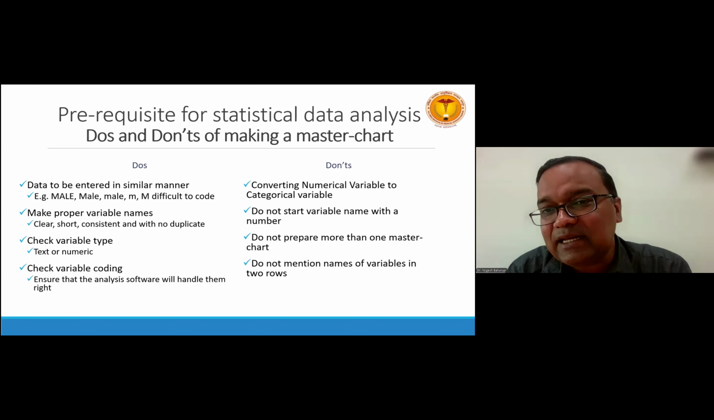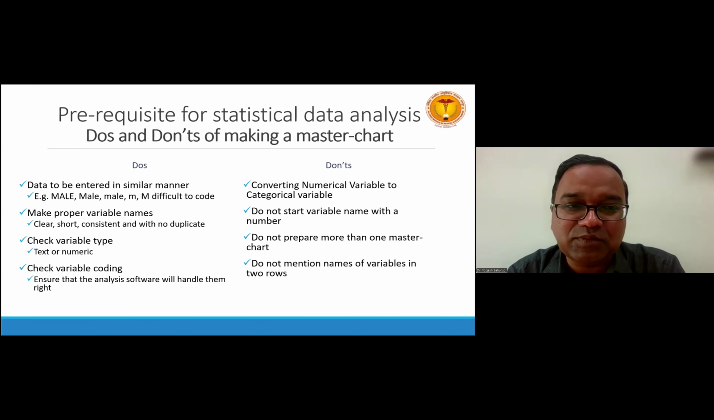But before we start analyzing the data, we have to make a master chart. These are some of the points which I have noted down from my experience. There are certain do's and don'ts of making a master chart. First and foremost, always enter the data in a similar manner, because with a lot of software it becomes difficult for you to code the data later on.